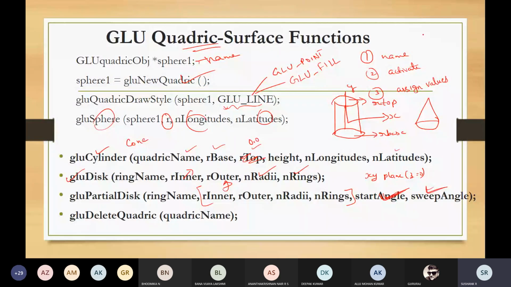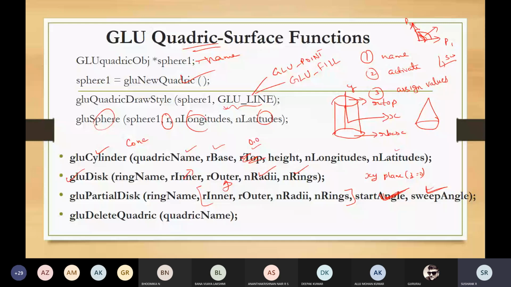If it starts from this position P1 and moves to position P2, the angle between P1 and P2 is the sweep angle. It is covering that much distance. Sweep angle gives the angular distance from the starting angle position, and the measurement is also in terms of degrees.